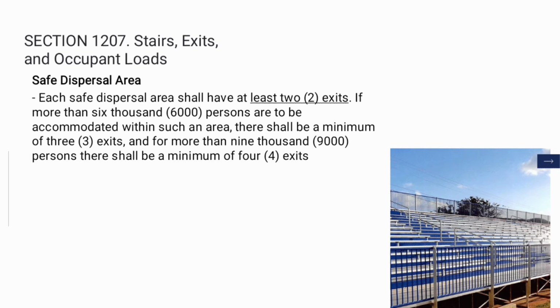Next is the safe dispersal area. Each safe dispersal area shall have at least 2 exits. If there are more than 6,000 persons in the area, there should be 3 exits. If there are 9,000 persons in the area, there should be 4 exits.